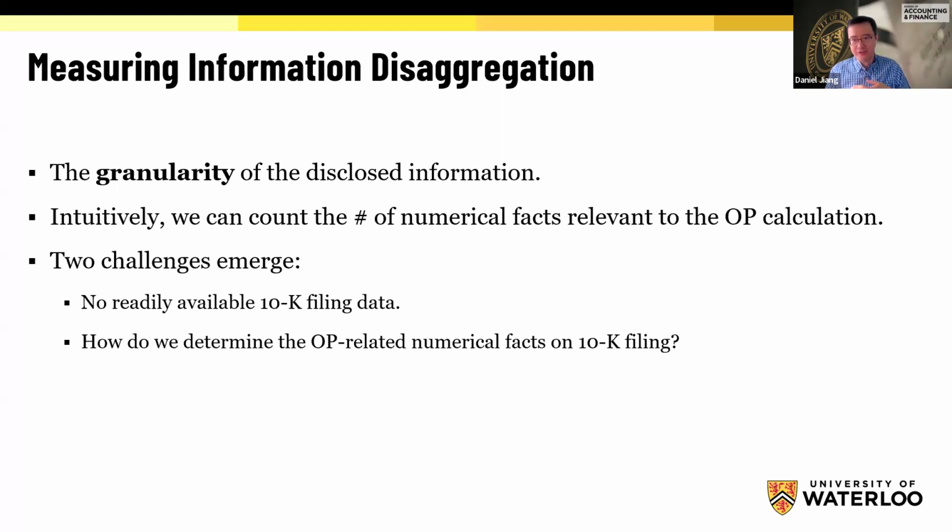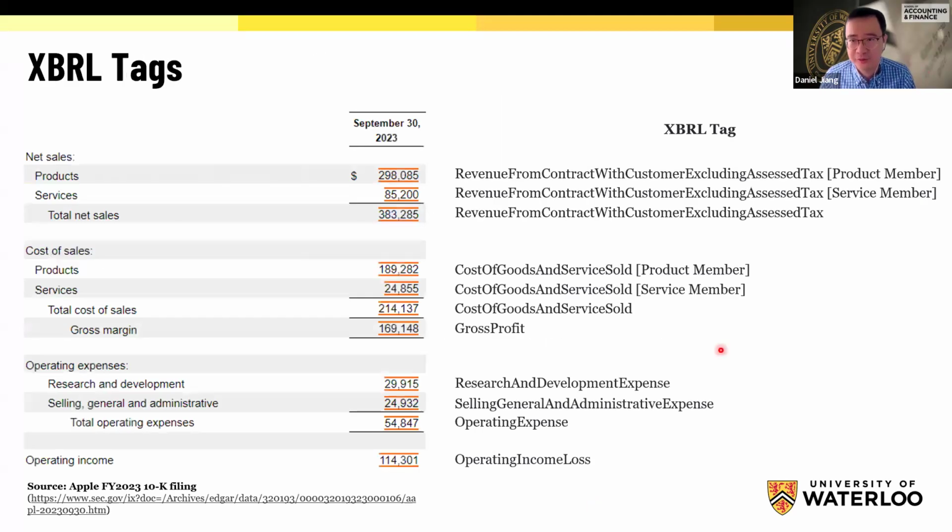One, to our knowledge, there are no data vendors providing the raw 10-K data in a structured way. Two, among all the numerical facts that firms disclose on the 10-K filings, how do we determine which accounting numbers are relevant to operating profitability and which are not? As I just responded to Jeremiah, to overcome these two challenges, we turn to the XBRL data.